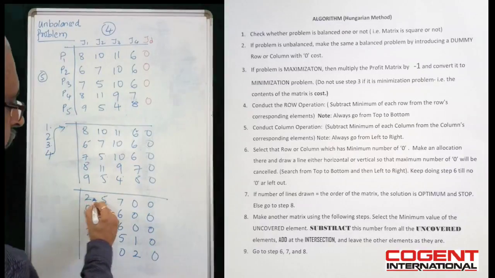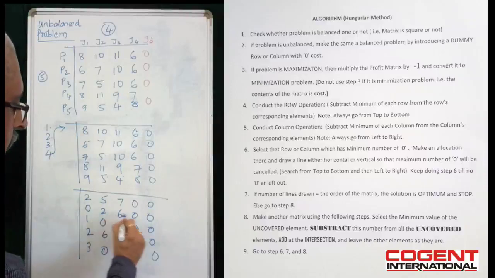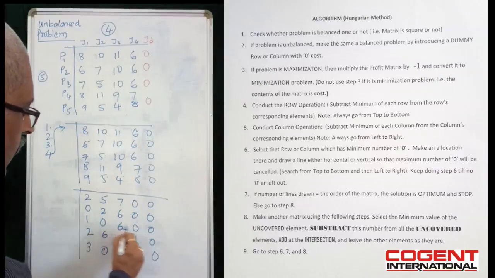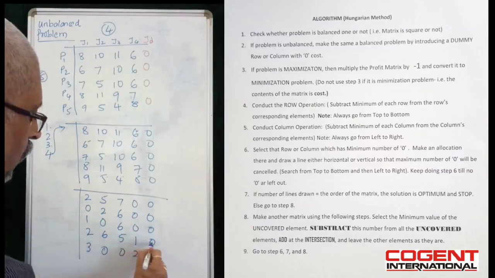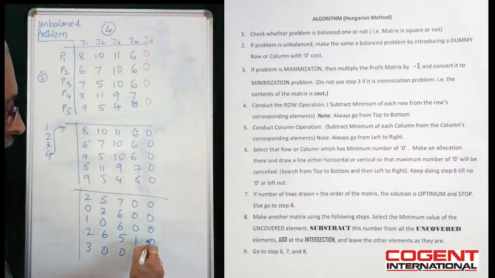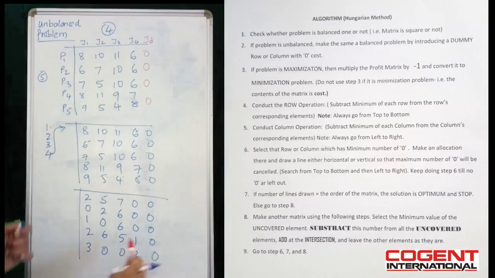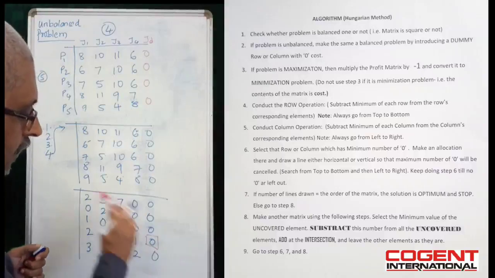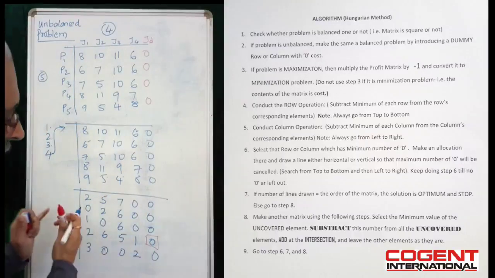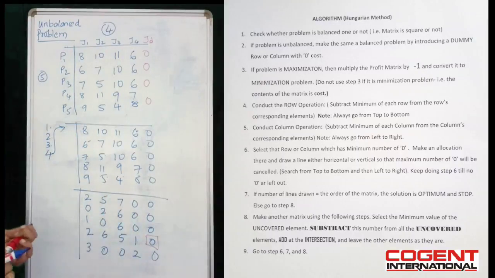Let me select the first row. How many zeros? 2. Second row, 3. Third row, 3. Fourth row, I got 1 zero. So what I will do, I will allocate here. Always remember, come from top to bottom and left to right. I have got 0 here.